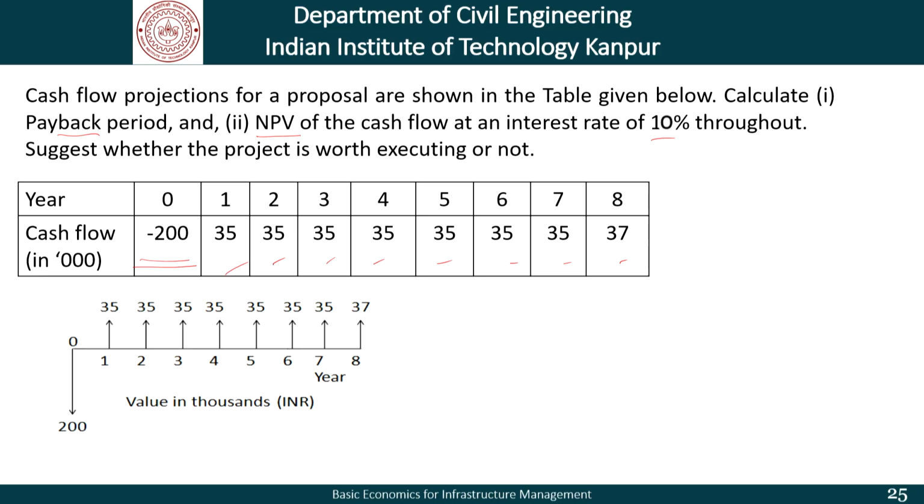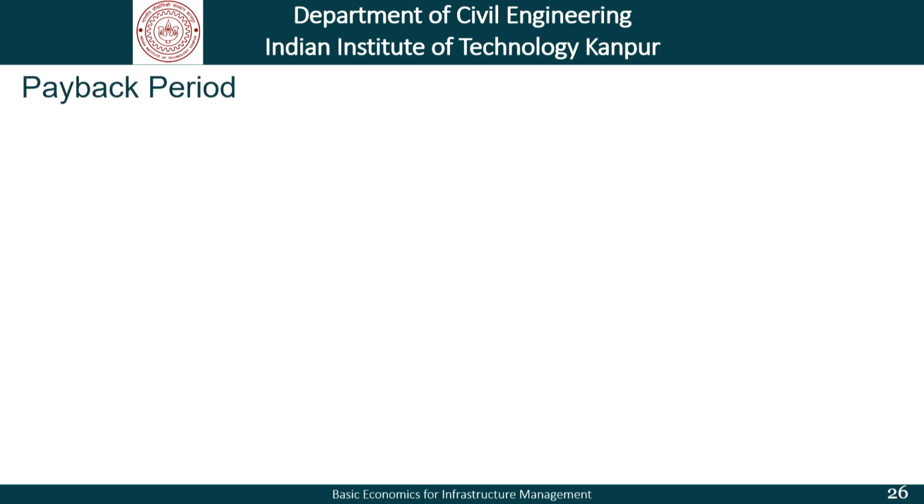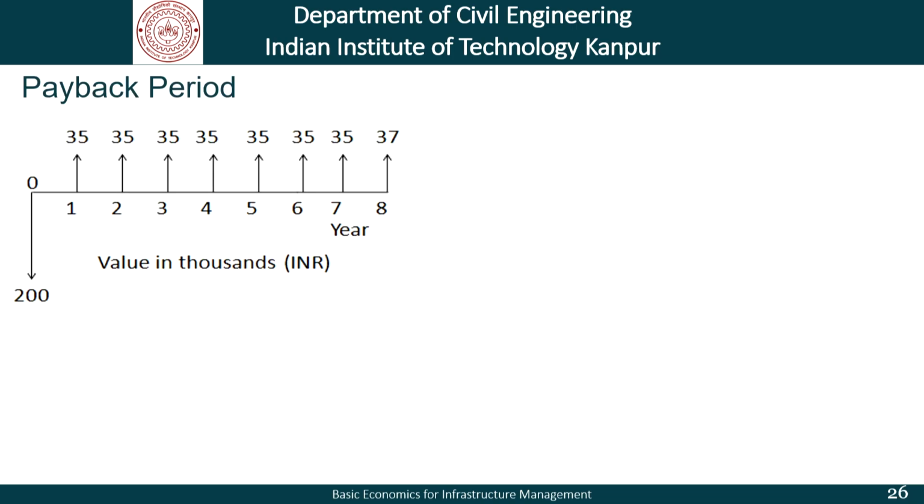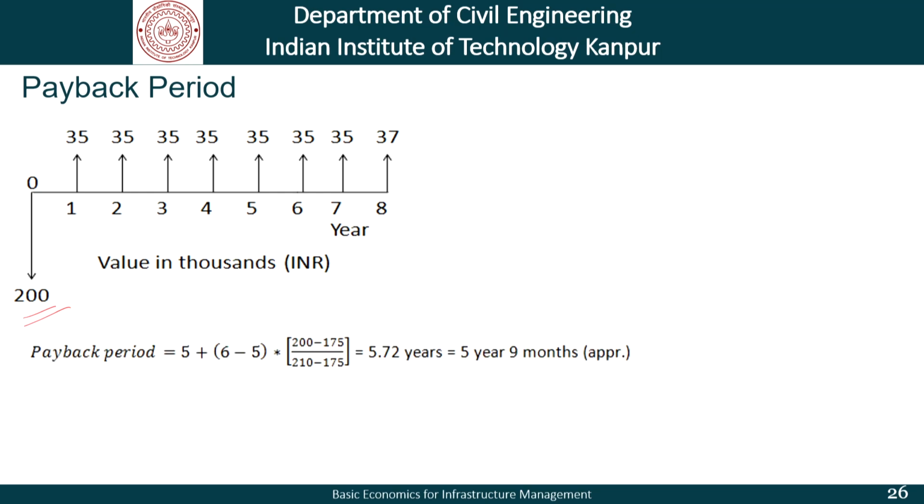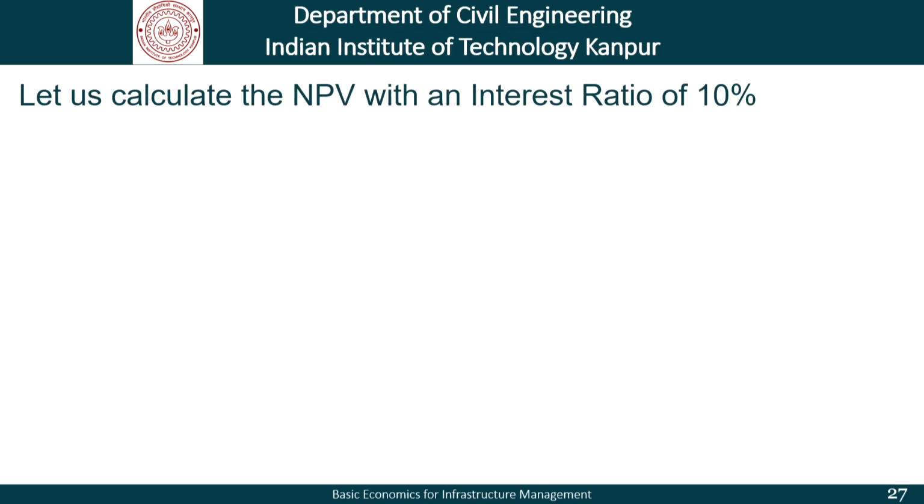This is the cash flow diagram. Here we have the investment or the expense from our point of view, and this is the revenue. Now, as far as the payback period is concerned, from this diagram, we want to calculate the period where 200 is recovered. Remember that the payback period does not account for the time value of money. That would simply be 5 years, 9 months. Now, let us calculate the NPV with an interest of 10%.